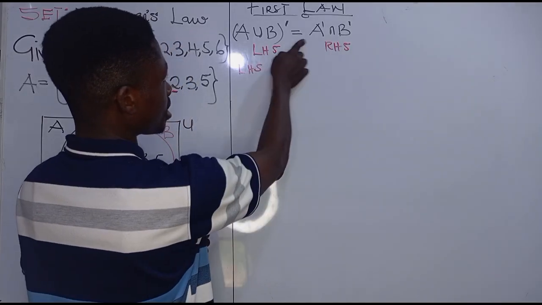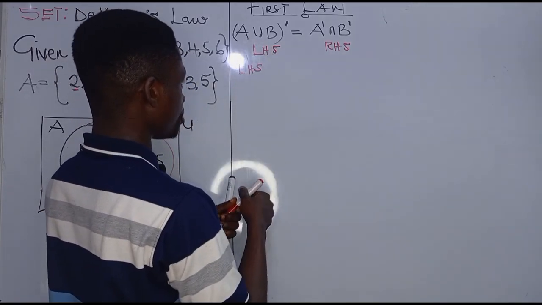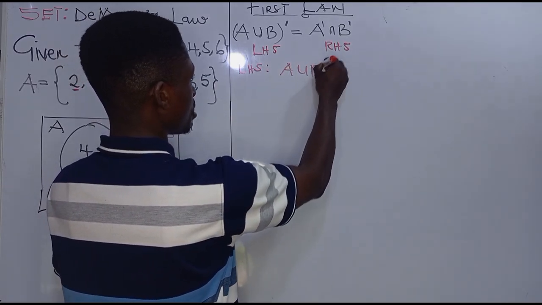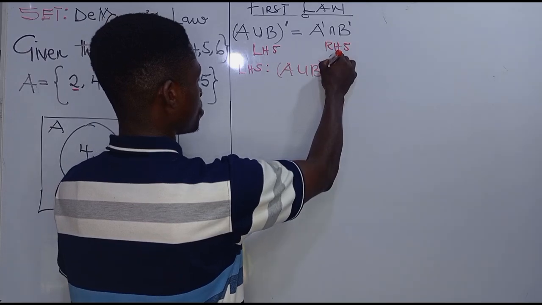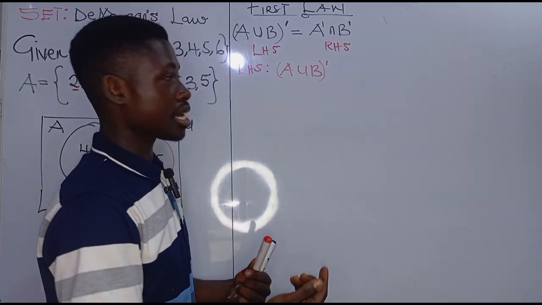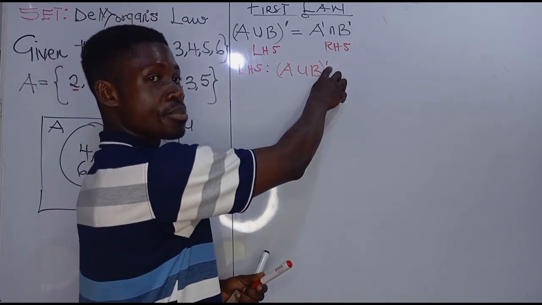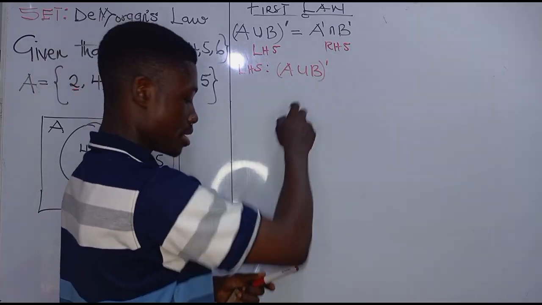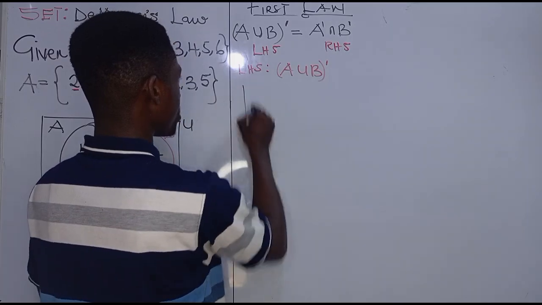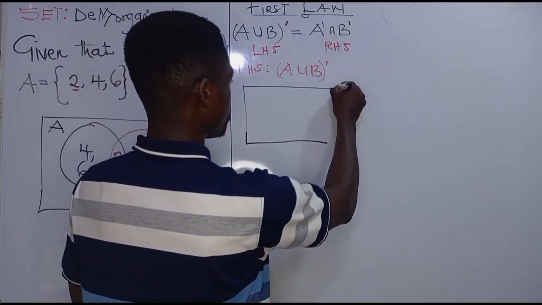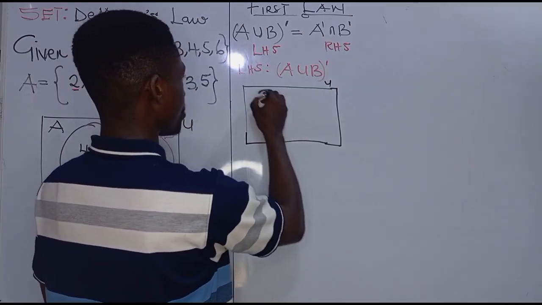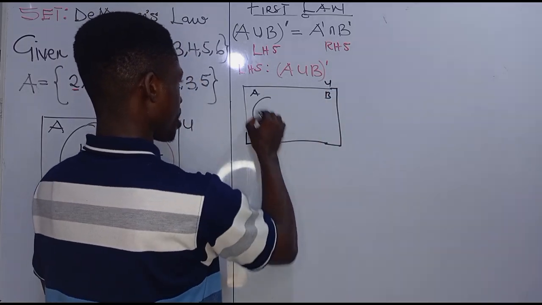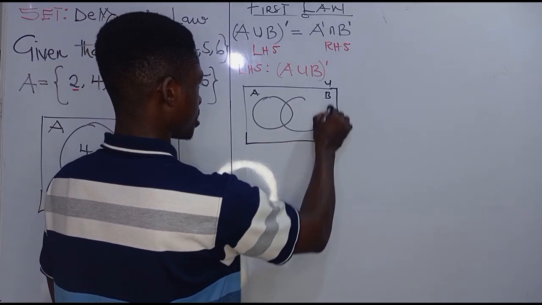Good. So the left hand side we have A union B complement. But before we find A union B complement, we have to first find A union B. So we are going to draw our Venn diagram. We have our universal set, we have our A, we have our B. So we have our two intersecting circles. Good.